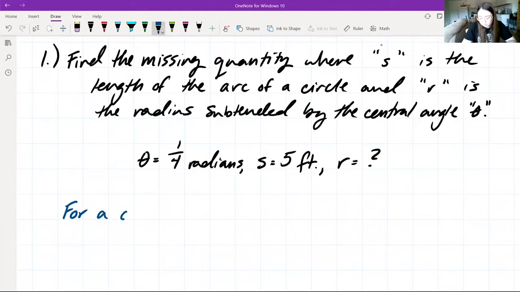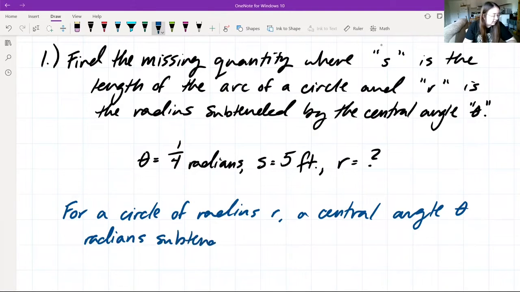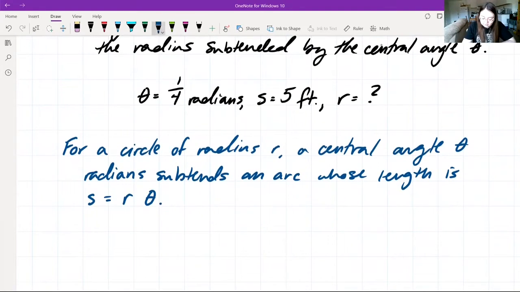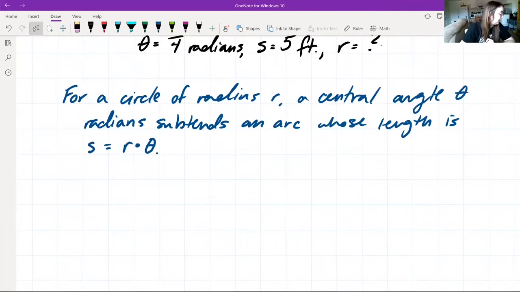So we can say that for a circle of radius r, a central angle theta, which is in radians, subtends an arc whose length is S equal to R times theta. So we have our equation, S is equal to R times theta.